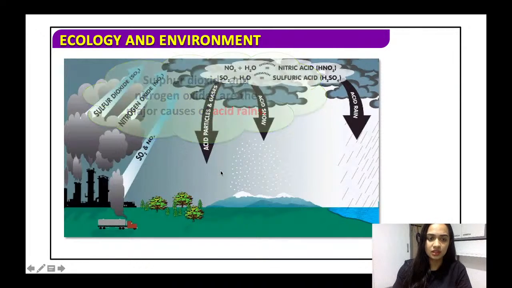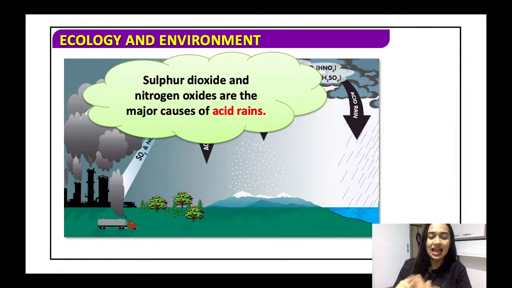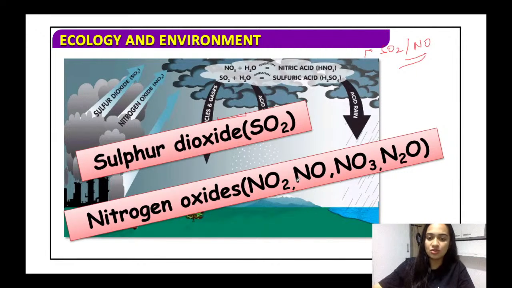Okay? So now sulfur dioxide and oxides of nitrogen together cause something called acid rain. Okay? This acid rain is again very unfriendly to us. It is causing a lot of damage to the trees and also to the monuments. Okay? So you have to remember its causes: acid rain is due to SO2 along with nitrogen oxide. These two mainly cause acid rain. So what all comes in nitrogen oxide? NO2, NO, NO3 and N2O.